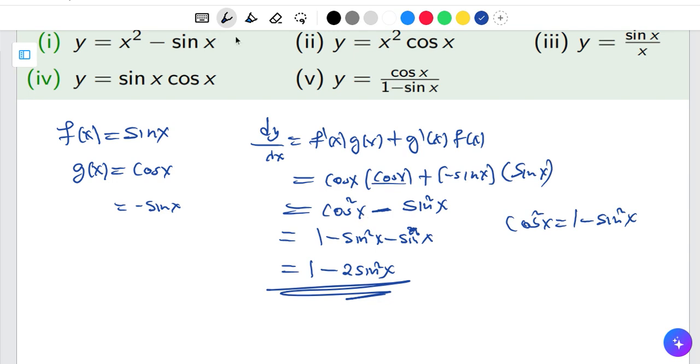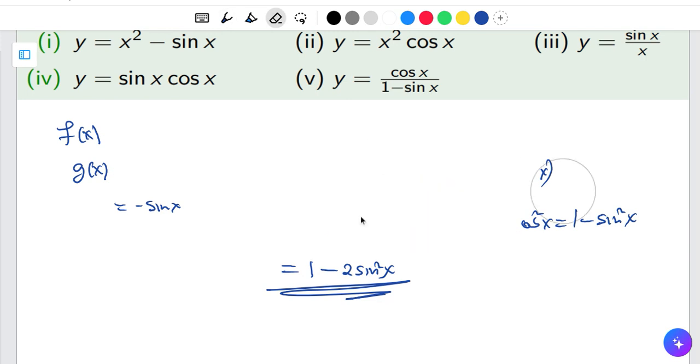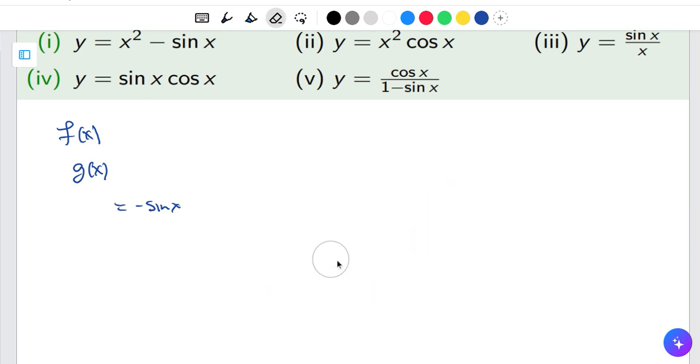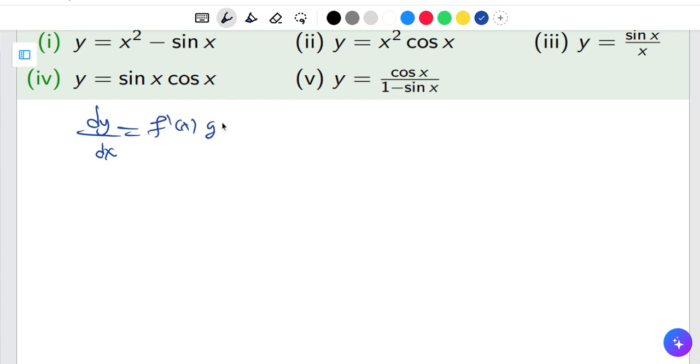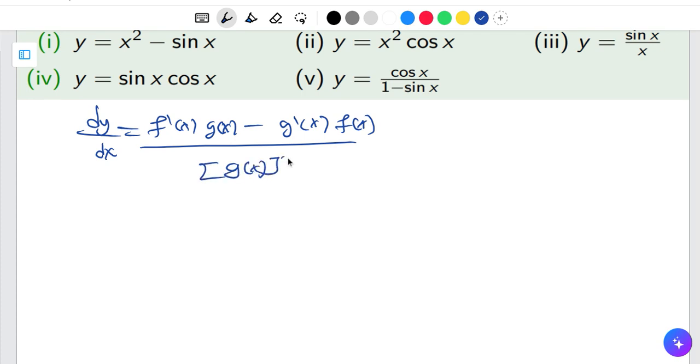Then the last question, question 5. There we have two functions which are dividing each other, so we need to use the quotient rule. The quotient rule says the derivative is going to be equal to f prime multiplied by g, then minus g prime multiplied by f, then divided by the g function, and then we square it. So this is what we have.